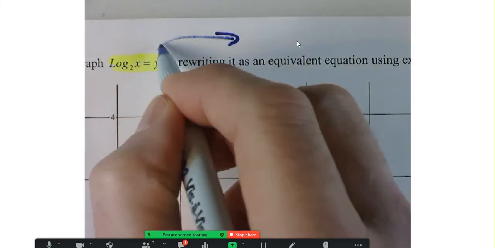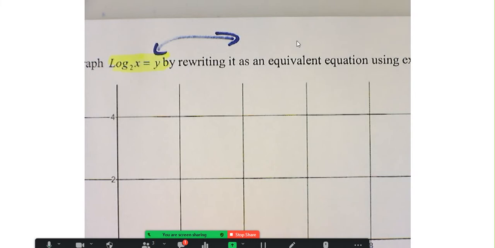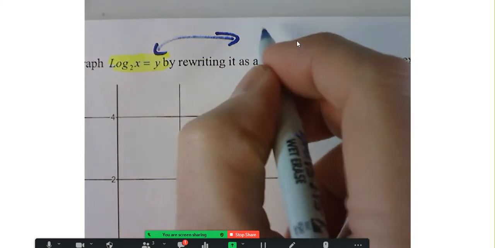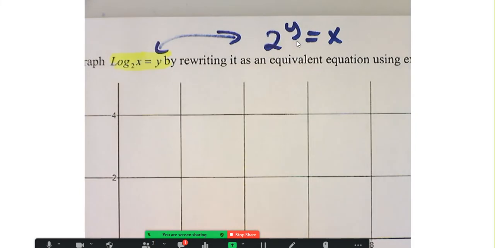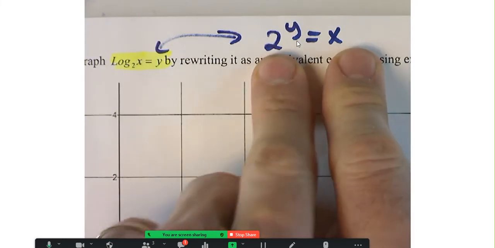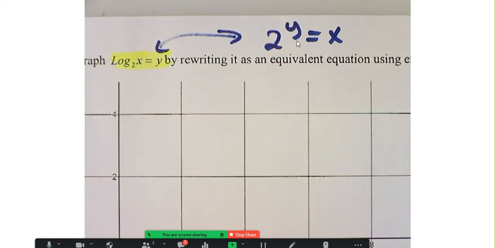I'm going to rewrite this equivalently using exponents. So what would this be if I wrote it using exponents? What would the equation be? 2 to the y equals x. Beautiful. 2 to the y equals x. And unlike a lot of the equations that we deal with, the difference here is that you've got x solved for and not y solved for. But that's okay. As long as you can get pairs of points out of this relationship, that's fine.